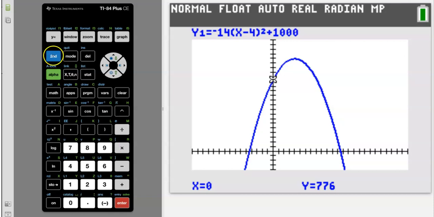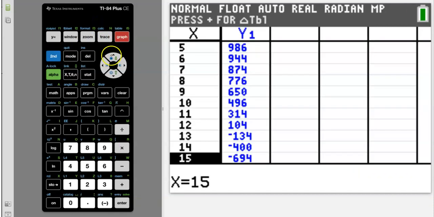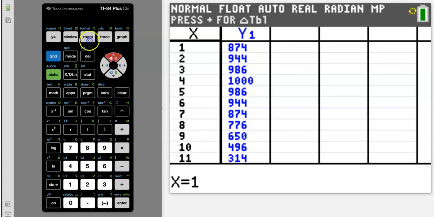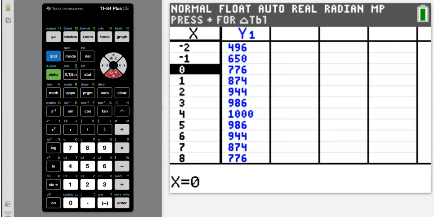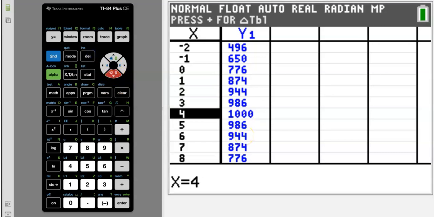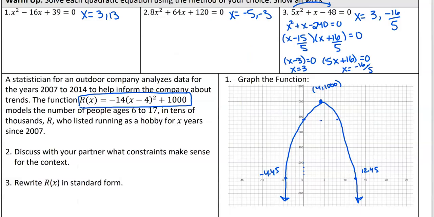Remember, you also have a table of values. So we could have gone here also and plotted some points. Also, x equals 0 is in my table, so our y-intercept will always be given to us there as well. You can pick some of these points to plot. See where x is 4? It's 1,000. And on both sides, it's 986. Both sides is 944. Both sides is 874. So that shows the vertex and how the values are repeating on both sides. Okay, so we've graphed it.